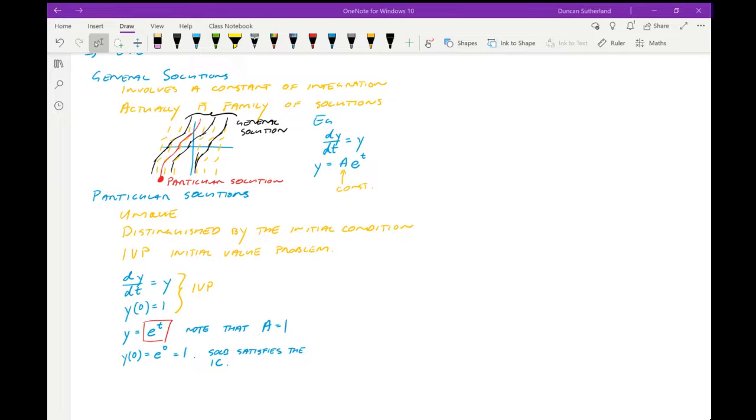So the question is, where did we get e to the t? I haven't told you how to get e to the t yet. I've just shown you how to verify that it is indeed a solution.